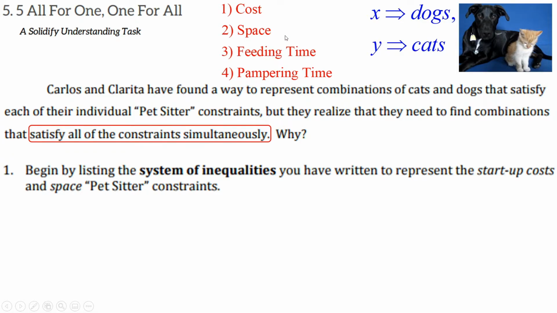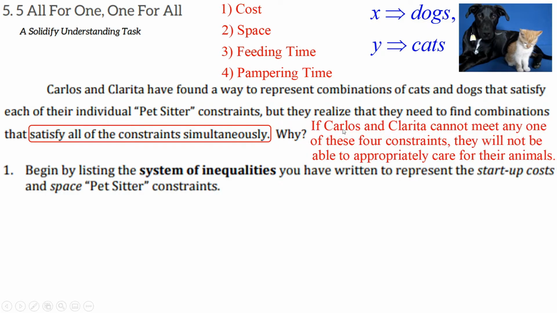Now, why must we satisfy all of the constraints simultaneously? Well, if we're not meeting any one of these constraints, then we're not taking care of these animals the way we need to. So how did I write that? If Carlos and Clarita cannot meet any one of these 4 constraints, they will not be able to appropriately care for their animals. Oh, that's well said.